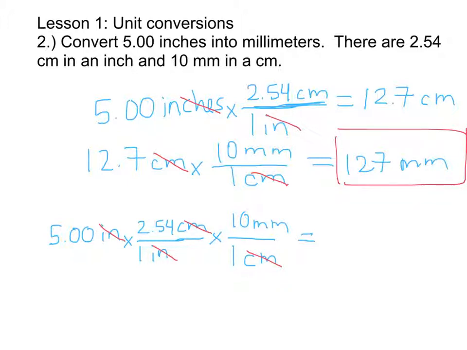And if we do this calculation, you can just do 5 times 2.54 times 10, divided by 1, divided by 1. The order of operations doesn't really matter because this is all multiplication and division. So if we do this, then we simply get 5 times 2.54 times 10 is equal to 127 millimeters.